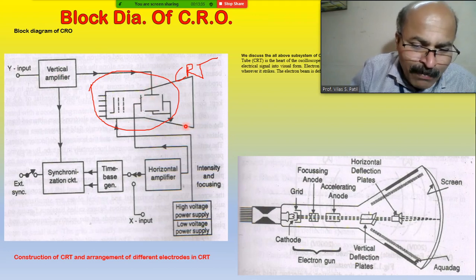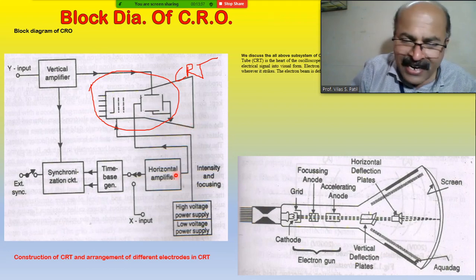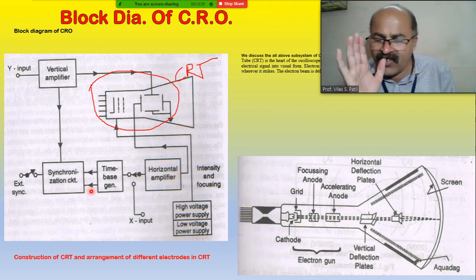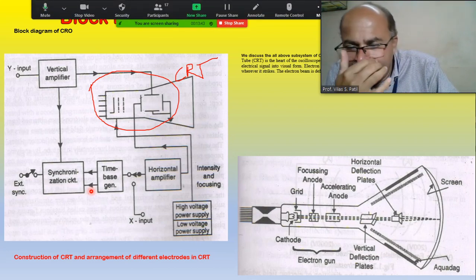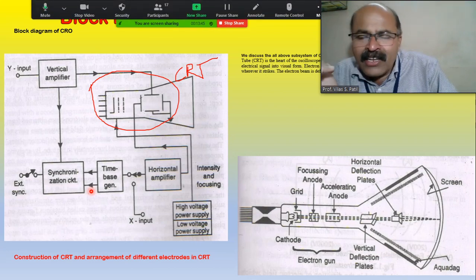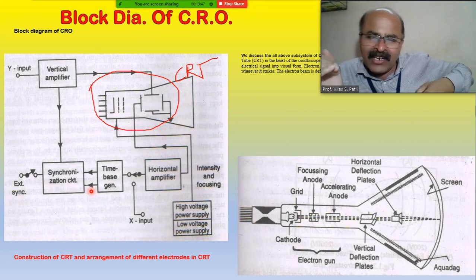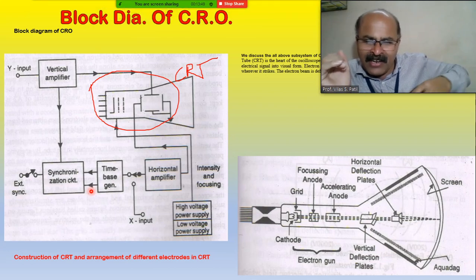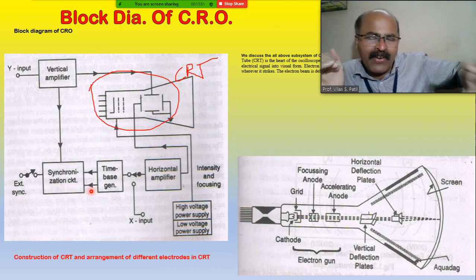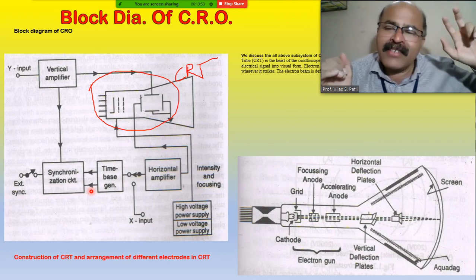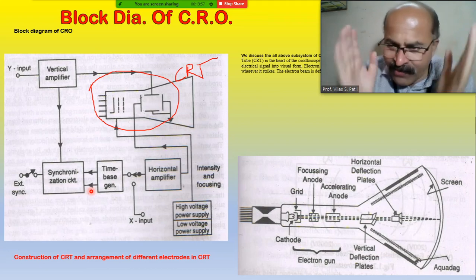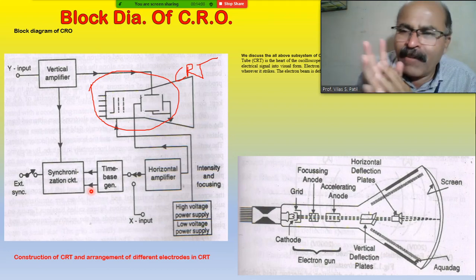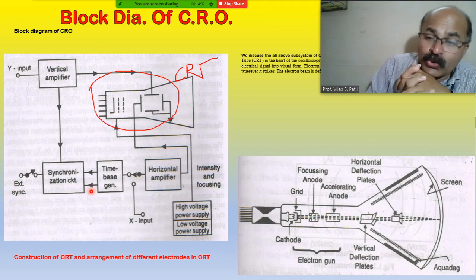Again, for the set of horizontal plates the horizontal amplifier is connected, and a time base generator circuit is connected, and again the synchronization circuit, which will be known as an external synchronization. That synchronization of the signal is related to the subjective, and it will be either used or not used by the observer or the user.